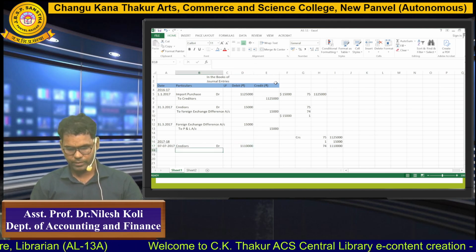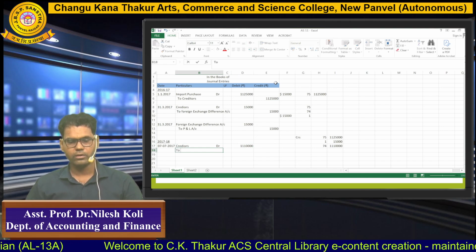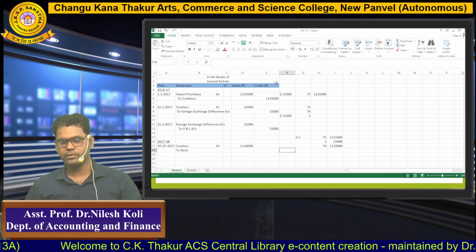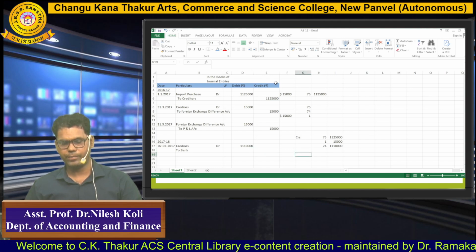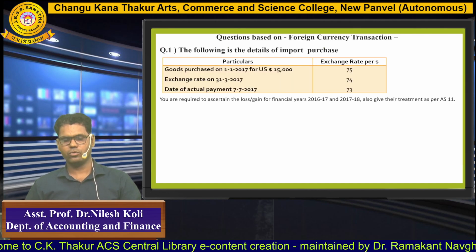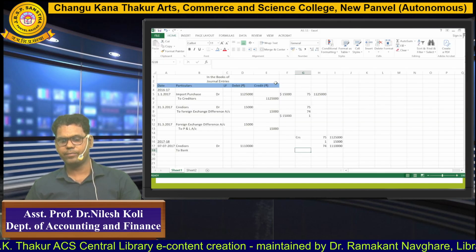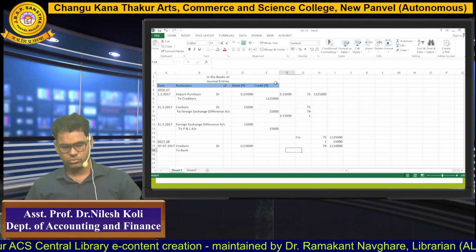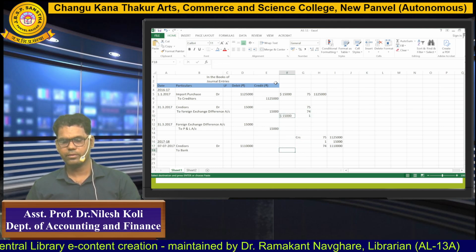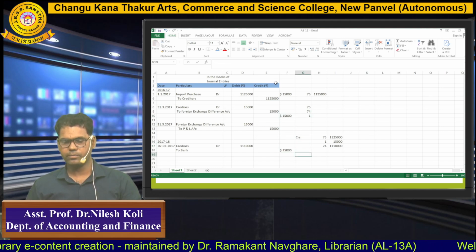Now we have to make the payment to the bank. Now we are making the payment. See here, at the time of the payment the exchange rate is 73. So here we are to make the payment at the rate of rupees 73. So 15,000 is there and the rate is 73 per dollar.